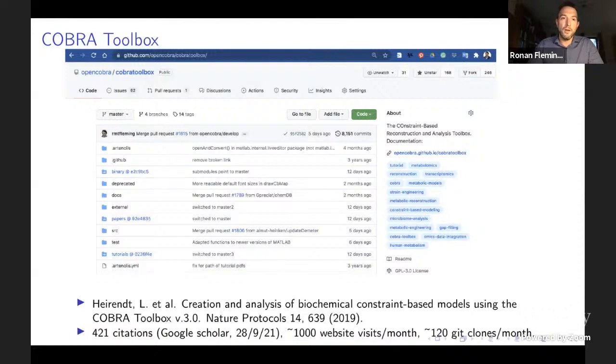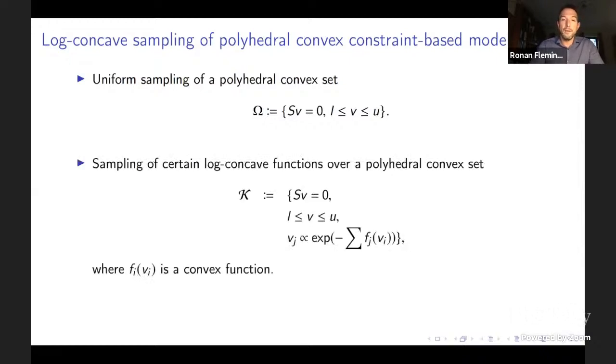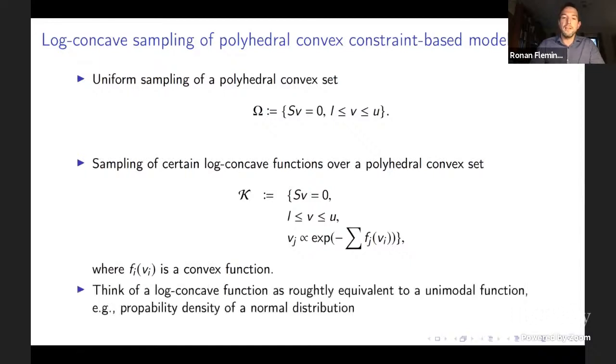And so in there we have now, of late, recently added log-concave sampling of polyhedral convex sets. So we've mainly been talking about uniform sampling so far, and of course, for any biologists in the audience, a log-concave function you can think of as like a unimodal function. So an example of that would be a normal distribution.